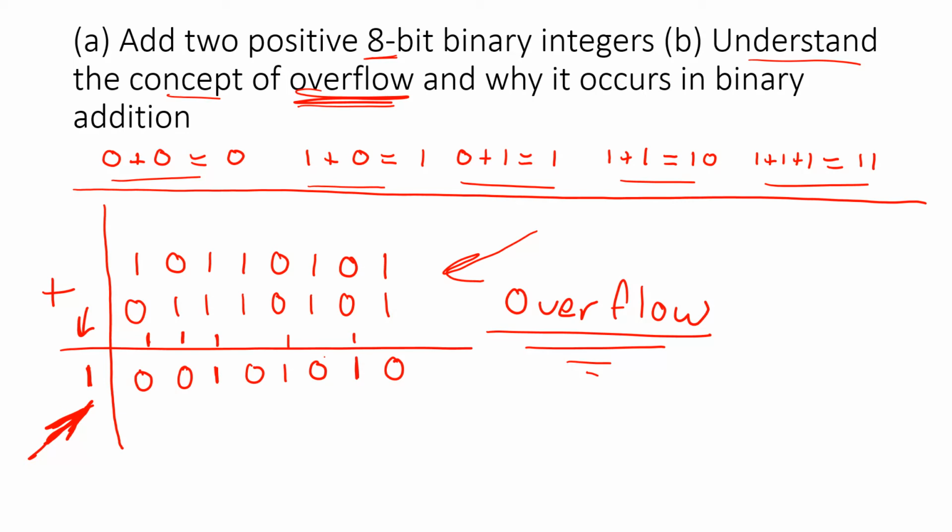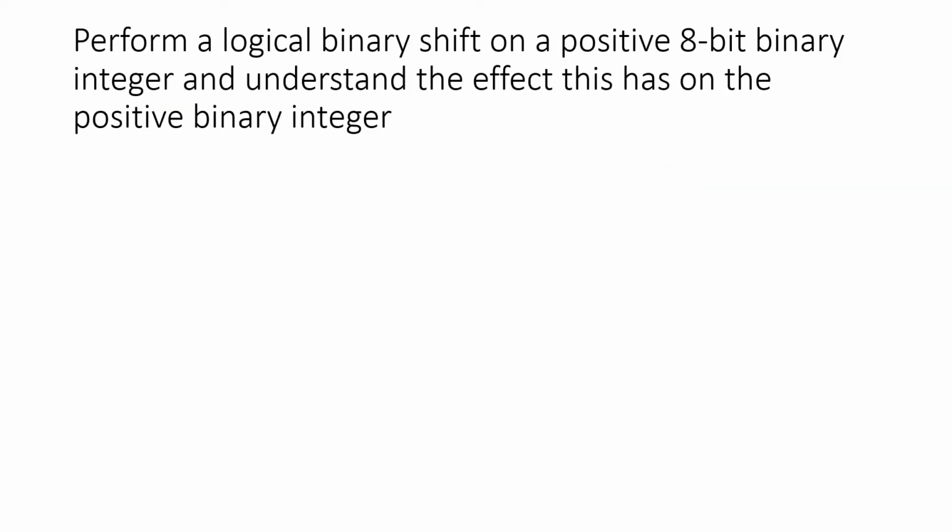It means that you do not have enough memory to fit all of the data you have, so you've overflowed. Alright, so another thing we need to be able to do is perform a logical binary shift with 8 binary numbers. Okay, so we'll keep this quite simple. 1, 2, 4, 8, 16, 32, 64, 128. We'll just put one number there. So we'll make the number 16 in binary.